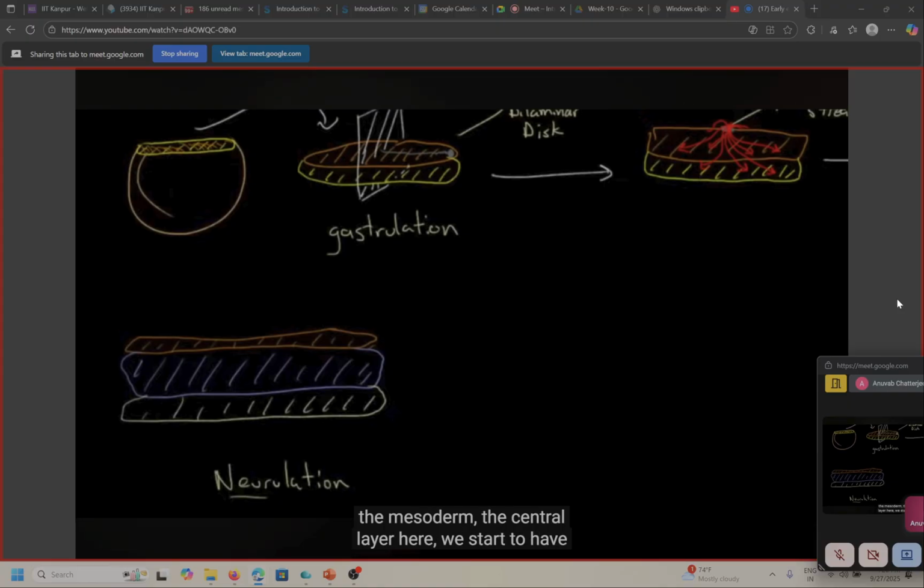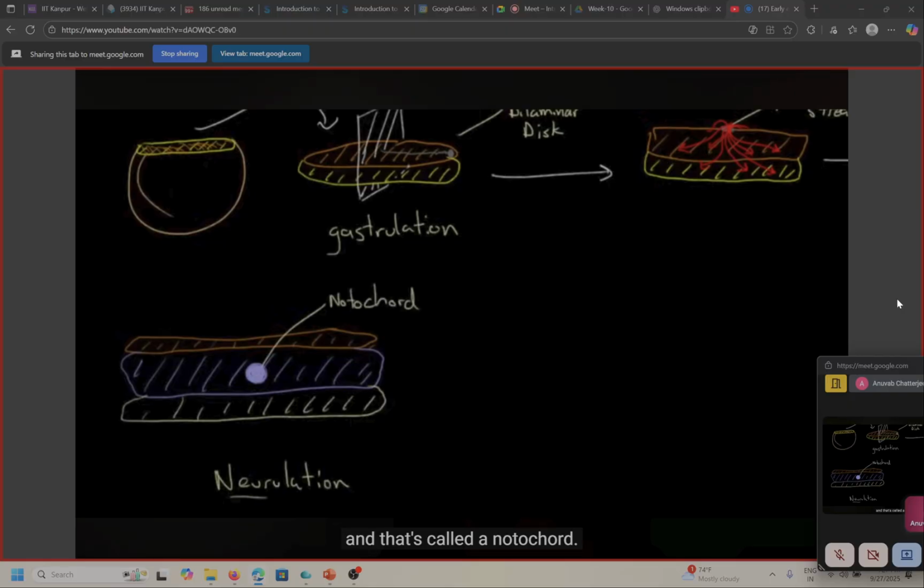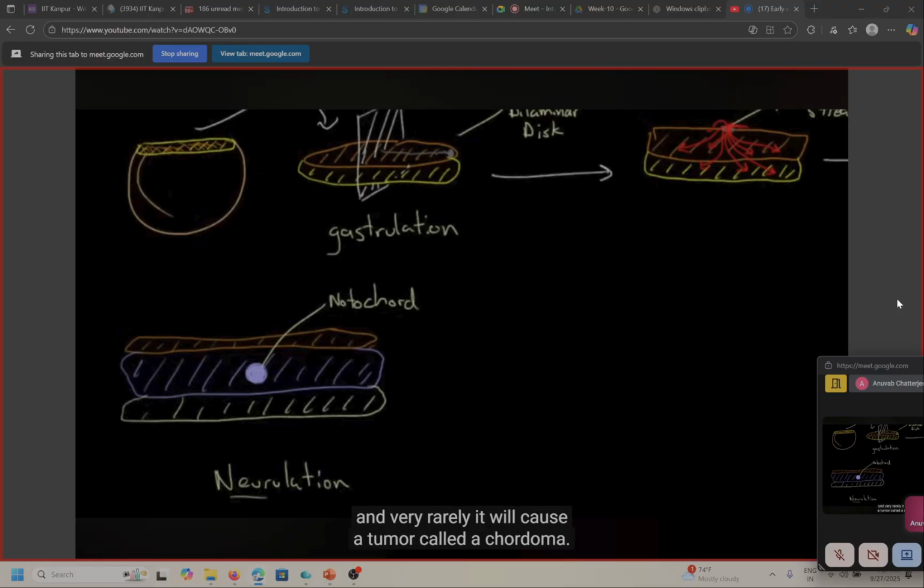And in the middle of the mesoderm, the central layer here, we start to have further differentiation of cells. And right in the middle, we get this cord that starts forming. And I'm going to draw it as a little purple dot here, but what that really is, underneath where the primitive streak was, mesoderm cells are differentiating into a cord structure, and that's called a notochord. Now in humans, the notochord doesn't go on to do a whole lot. It does form part of the intervertebral discs, and very rarely it will cause a tumor called a chordoma. But in general, its main goal and its main purpose is here in neurulation.